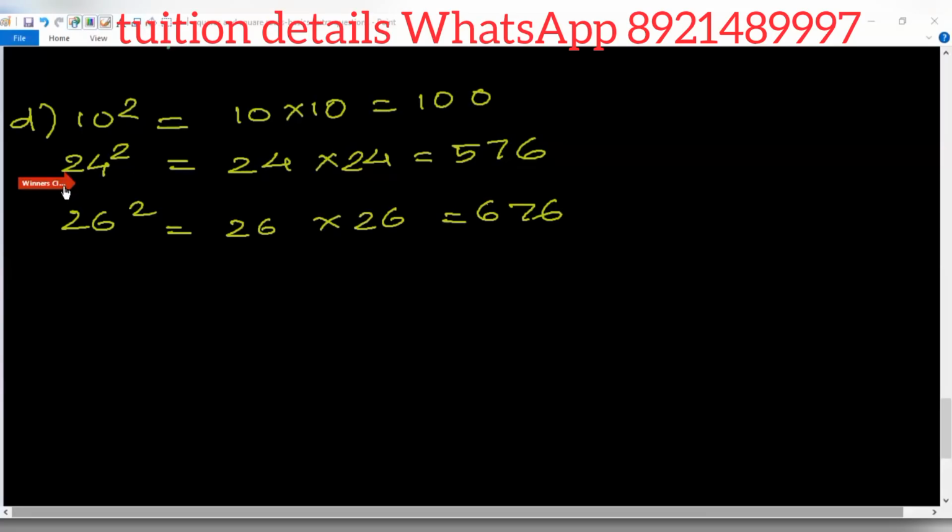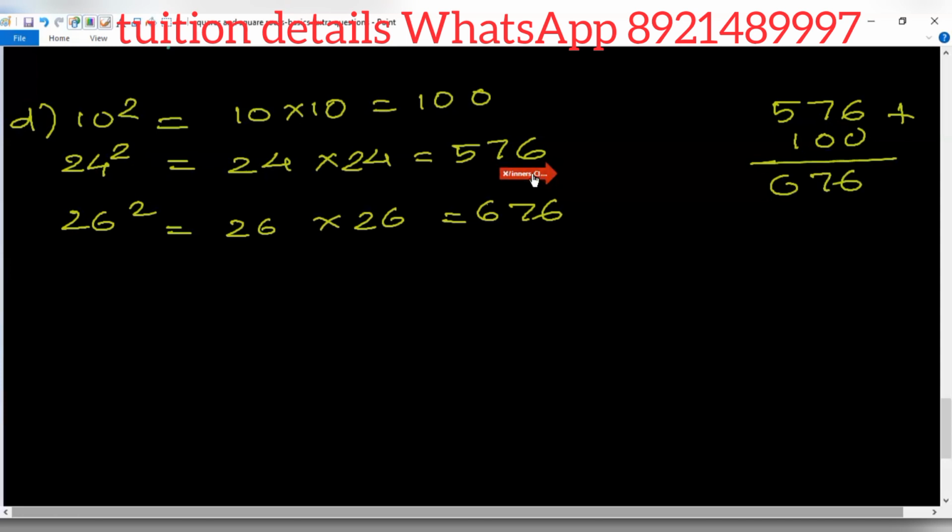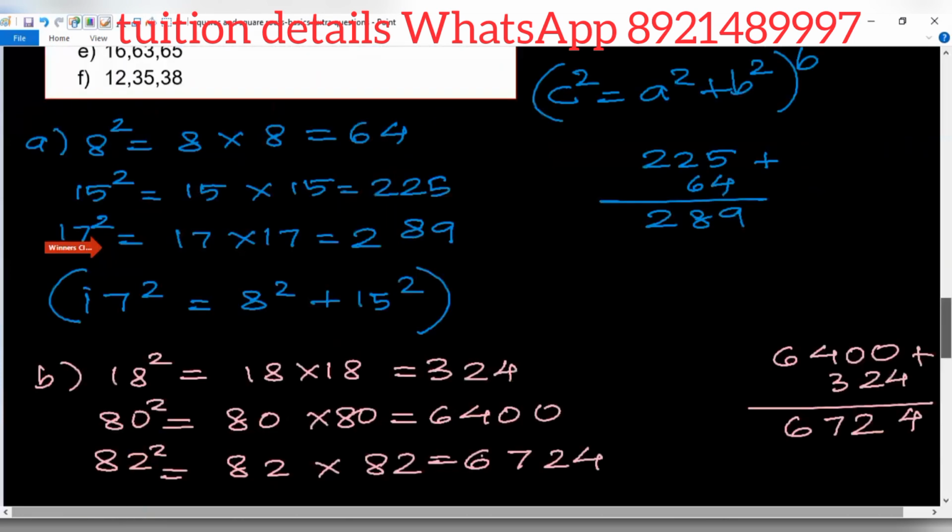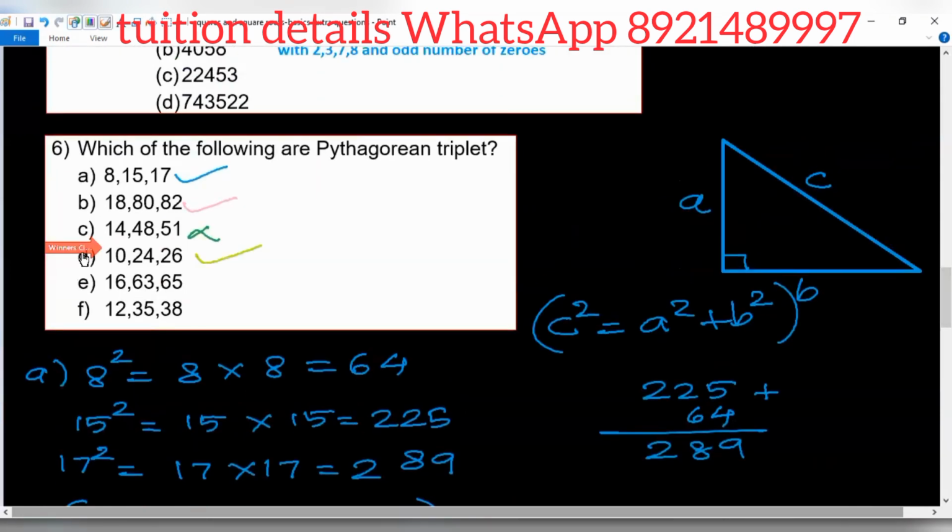See, here the biggest number is 26. The smaller ones are 10 and 24. So 10 square is 100 and 24 square is 576. When we add them, see, what we get is 676, which is the same as the square of the biggest number given in the question. So we can write it as 26 square is equal to 24 square plus 10 square. So this is a Pythagorean triplet.